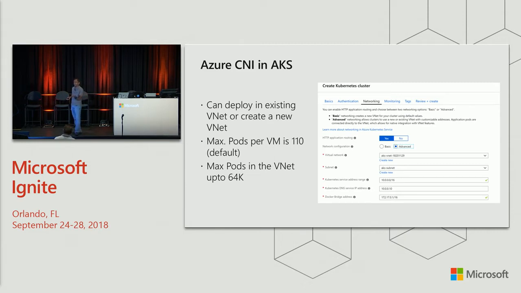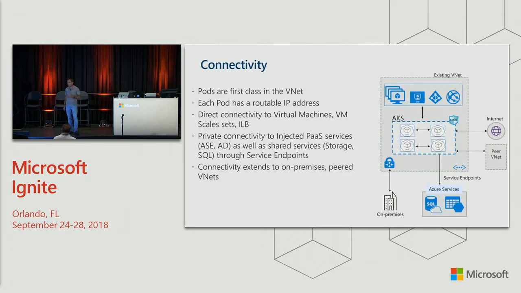Remember I said we want to really bring containers as first class into the VNet. This is what we mean by that. Each container instance, and in Kubernetes we call it pods, so I'm using it interchangeably, pods and containers, but each pod now has a directly routable IP address, and it participates in the network just like a VM does.